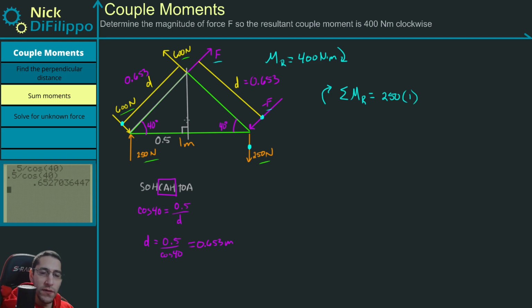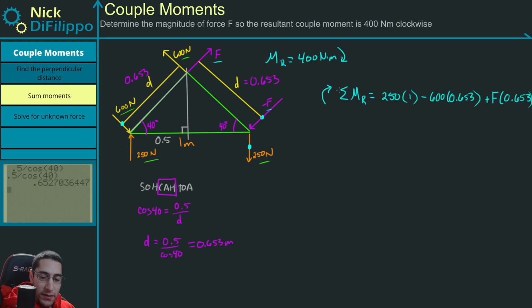Now let's do this 600 Newton force. This perpendicular distance is 0.653. If I go clockwise, it's going to be rotating tail first, so it's going to be a minus 600 times 0.653. And then finally, I have this force, which is unknown. If I rotate it clockwise, it's going to be positive, so I'm going to have plus my force times the distance, which is 0.653.